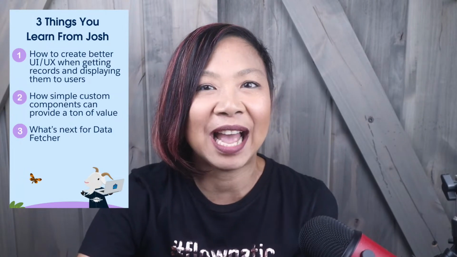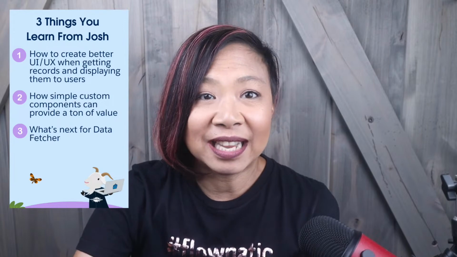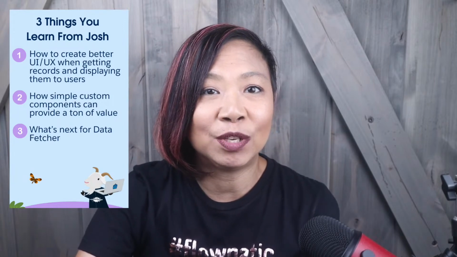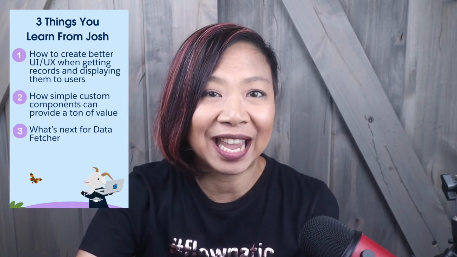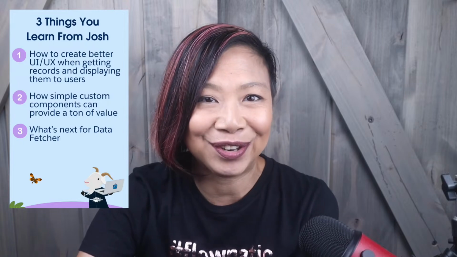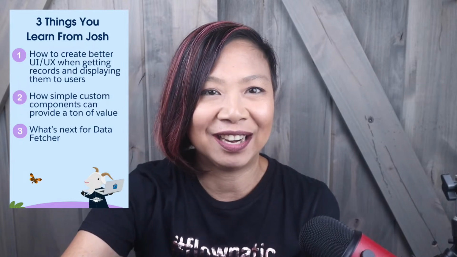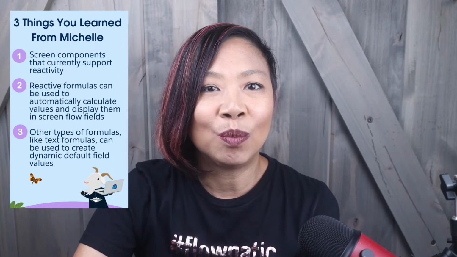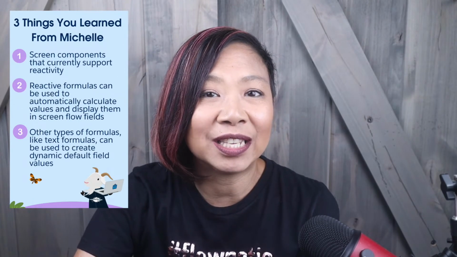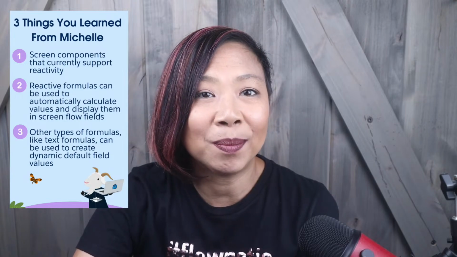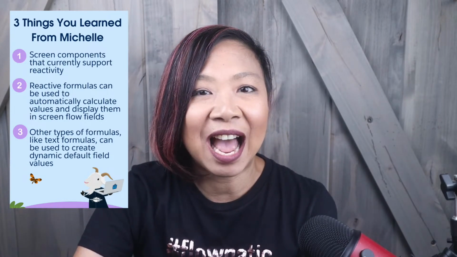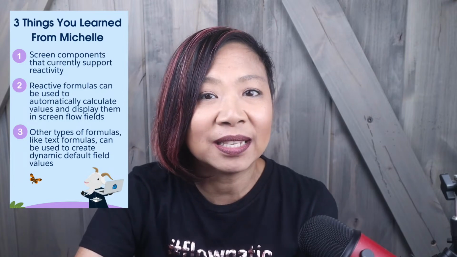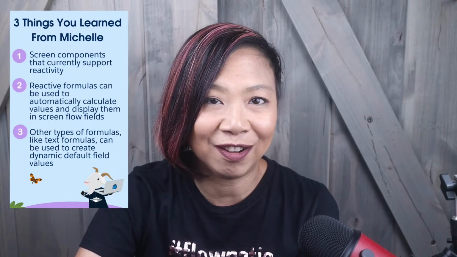Great. All right, so we're going to recap what we learned in today's episode. From Josh, we learned how to provide a better UI design when getting records and displaying them to your users. And we learned how simple custom components can provide tons of value to your users and what's next for Datafetcher. And from Michelle, we learned which types of screen components currently support reactivity, how reactive formulas can be used to calculate values and display them on screen flows without having to go to another screen, and how other types of formulas like text formulas can be used to create dynamic default field values.